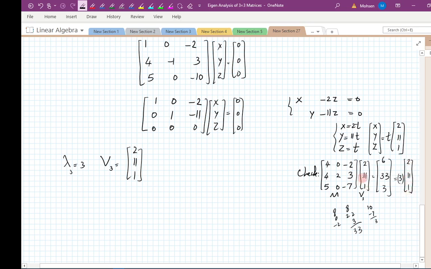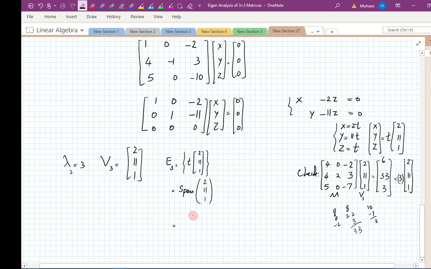Okay, not every vector is going to have that kind of a special property. This is an eigenvector, so it does have it. Eigenspace, it's sometimes called E3 or something. Several ways of writing. One is to say all multiples of this, t times 2, 11, 1. Another way is to call it the span of these vectors, 2, 11, 1.